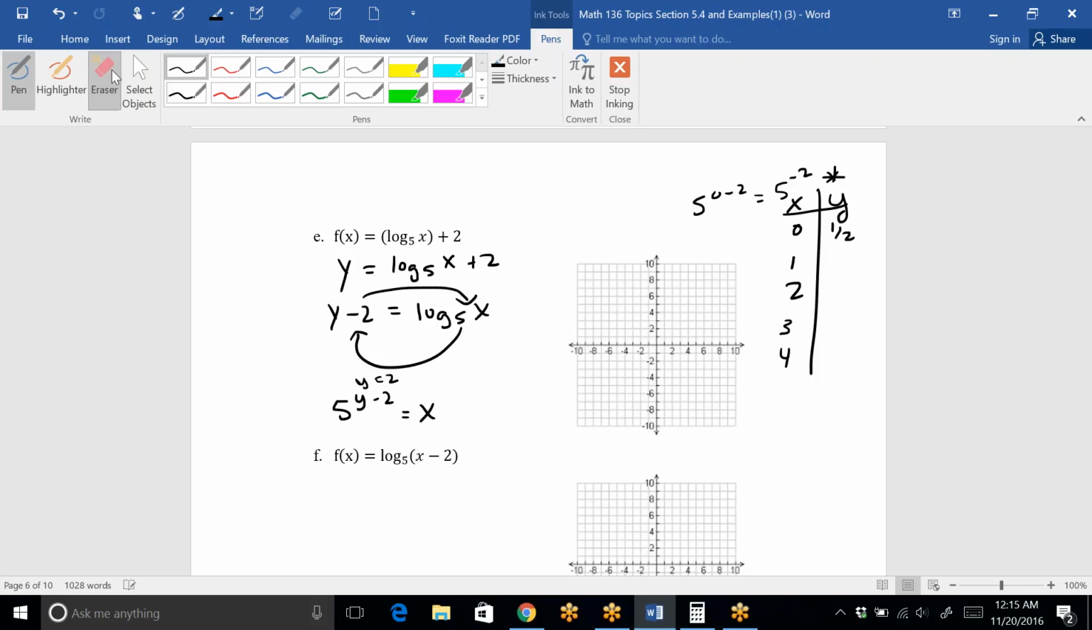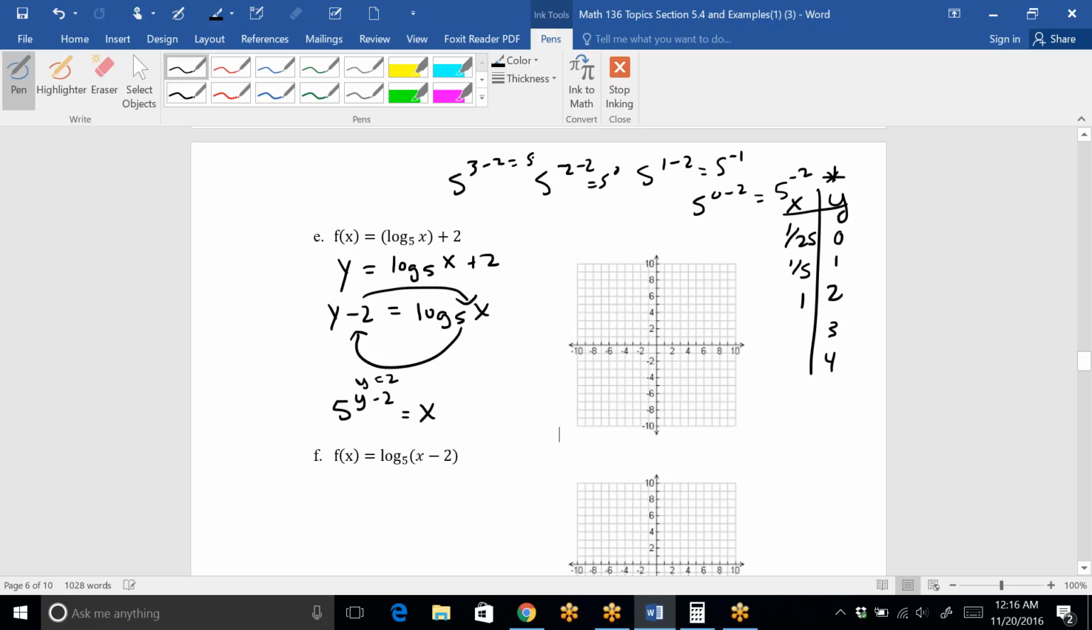Oops, sorry. I wrote my things on the wrong side. That happens sometimes. Just have to be careful. So this was 2, 1, 0, and 3, and 4. If we plugged in 0, we got negative 2, so that's 1/25. And if we do 5 to the 1 minus 2, that's 5 to the negative 1, that's 1/5. 5 to the 2 minus 2 is 5 to the 0, which is 1. 5 to the 3 minus 2 is 5 to the first. And obviously this one ends up being 5 squared, which is 25.